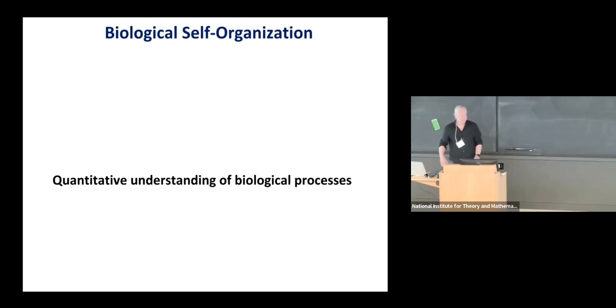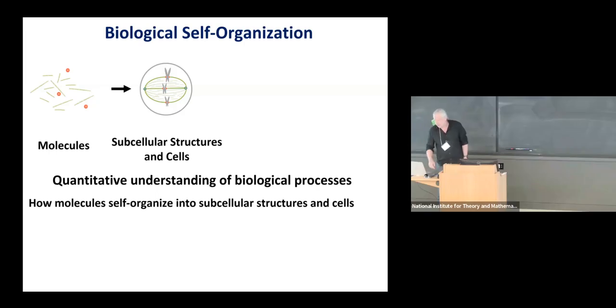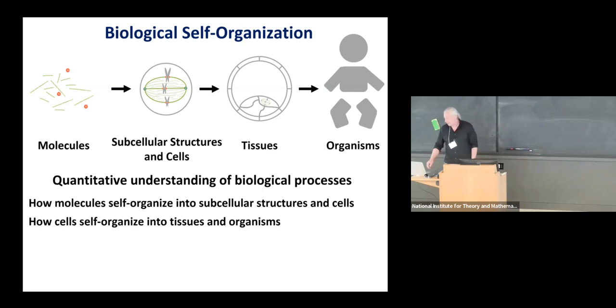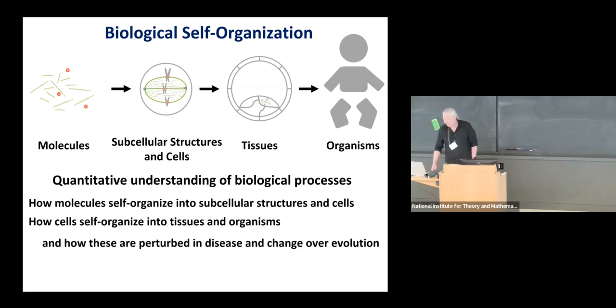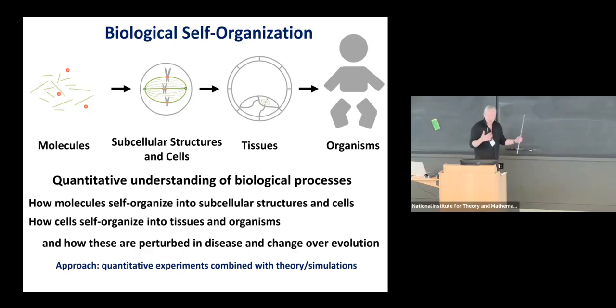All right. So just starting very big picture. What I'm interested in, broadly speaking, is biological self-organization. I'd like to have a quantitative understanding of biological processes, including how molecules self-organize into subcellular structures, how cells self-organize into tissues and organisms, and how these are perturbed in disease and change over evolution. Obviously these are very difficult problems, which can be studied in many different ways. The way that I find most satisfying personally is to try to gain insight into these issues by doing quantitative experiments that can be combined with theory and simulation.